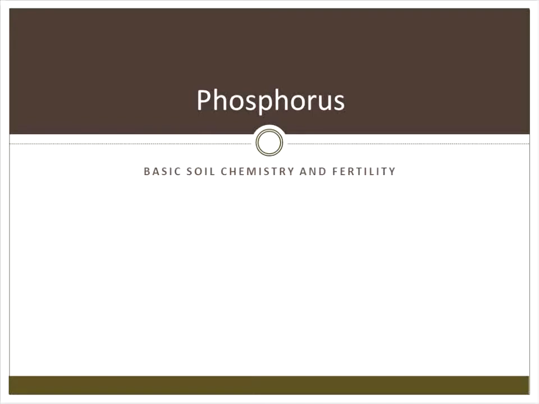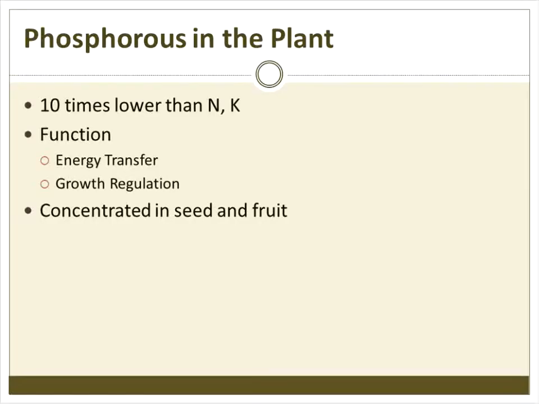So, phosphorus. If you think way back to when we were talking about the macronutrients and the micronutrients, and how some nutrients are needed at much greater concentrations than others, phosphorus is one of those. It's considered a primary macronutrient, but it's certainly not used at the same rates or needed at the same levels as nitrogen and potassium. We're talking about one-tenth as much.